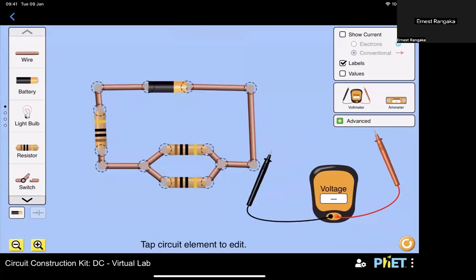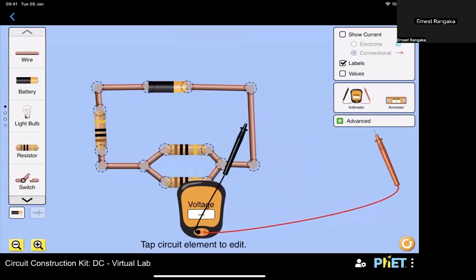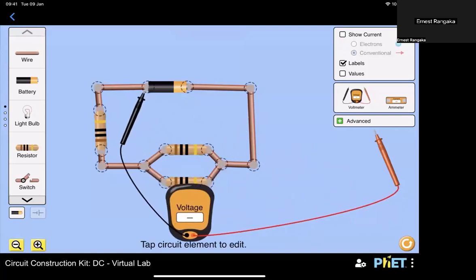So let's quickly go measure V1. I'm going to take my voltmeter, put it at the bottom, and put my terminals on either side of my battery. When I put it there, we get a reading of 9 volts. Remember, write that down on a piece of paper. So our V1 in this case is 9 volts.